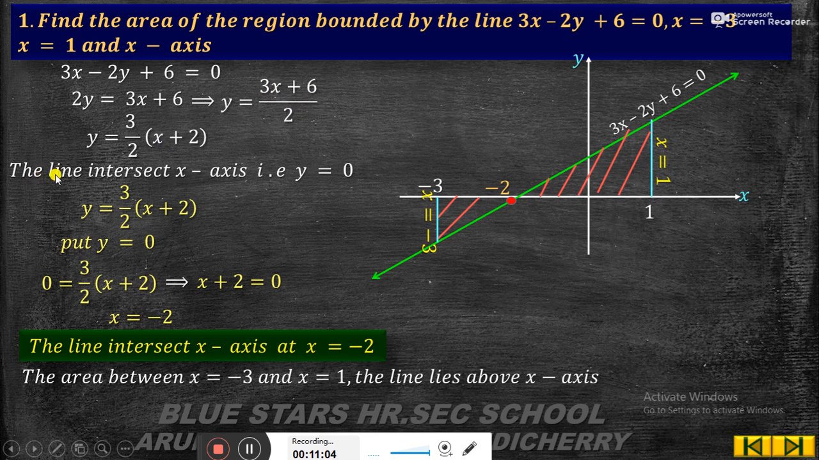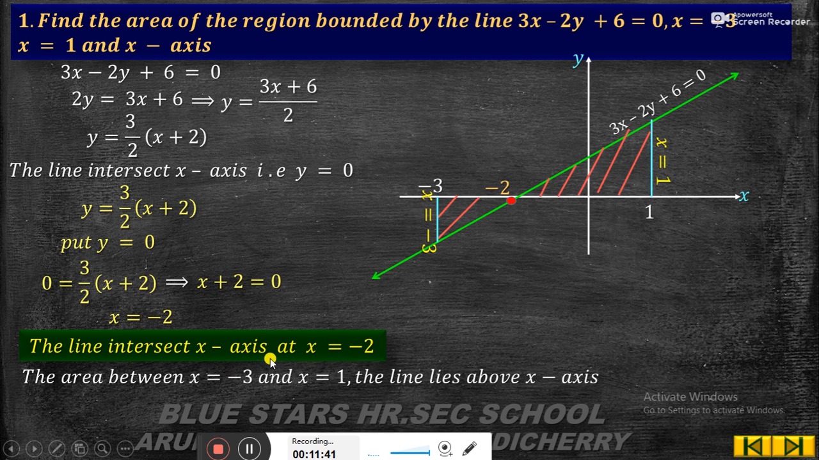The line intersects the x-axis, which means y equal to 0. They ask us to find the area of the region bounded by the line and the x-axis, so along the x-axis y equal to 0. I substitute y equal to 0 in this equation: 0 equal to 3 by 2 into (x plus 2). In the next step, x plus 2 equal to 0, so x equal to minus 2. The line intersects the x-axis at x equal to minus 2.